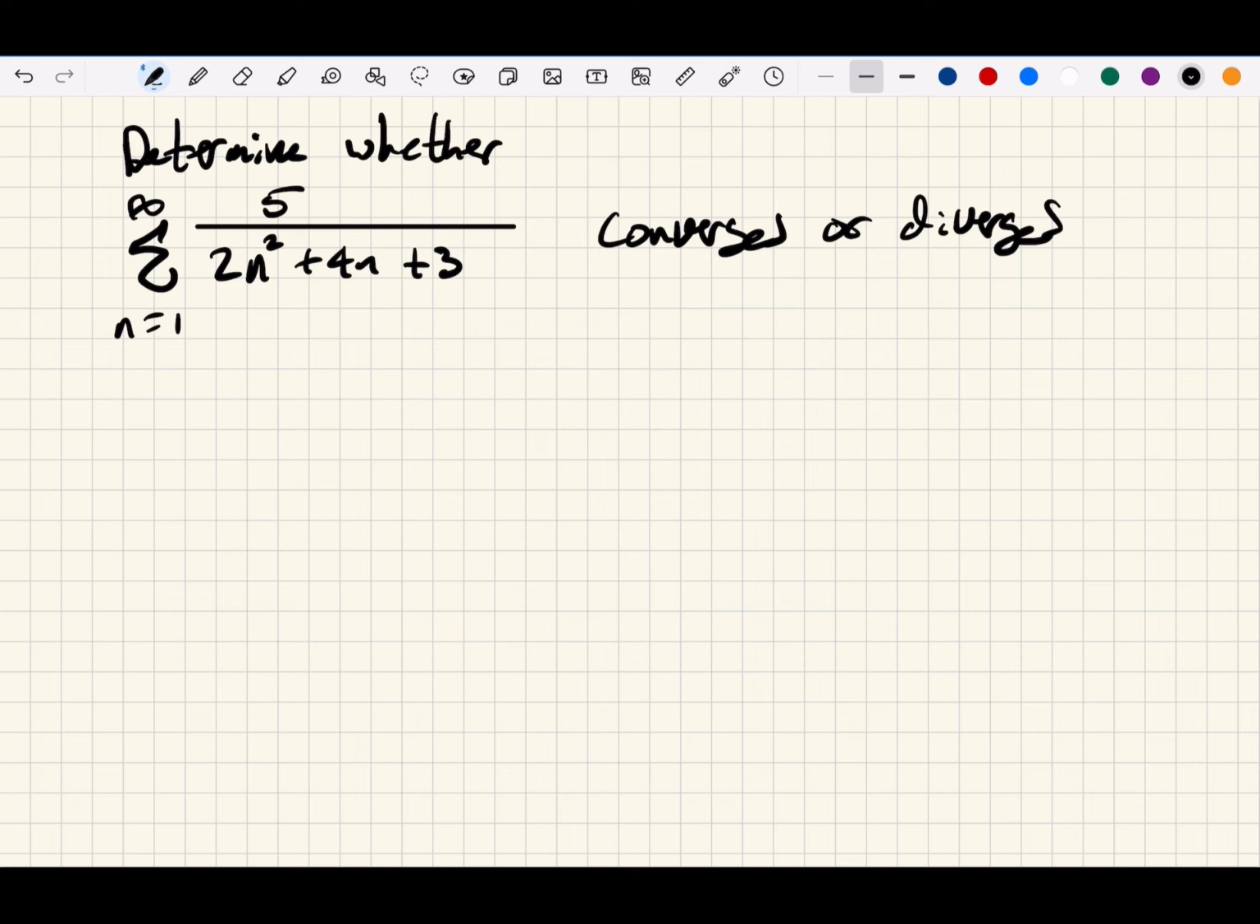What's your suspicion? I think it converges. You think it converges? I think it's good to start off with a suspicion like that. Why do you think it converges? The bottom's getting huge, isn't it? And the top isn't doing anything. So why can't we just say that it converges because the bottom is going to infinity? Okay, that's a good question.